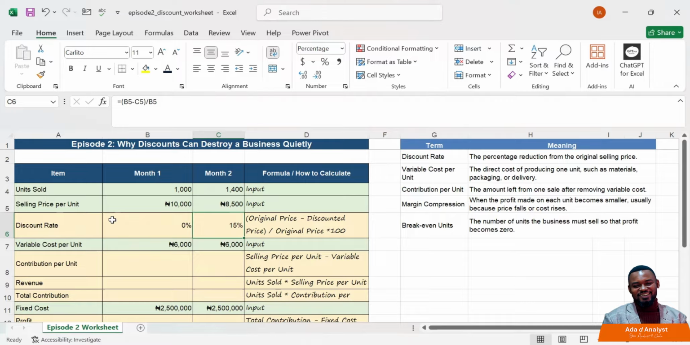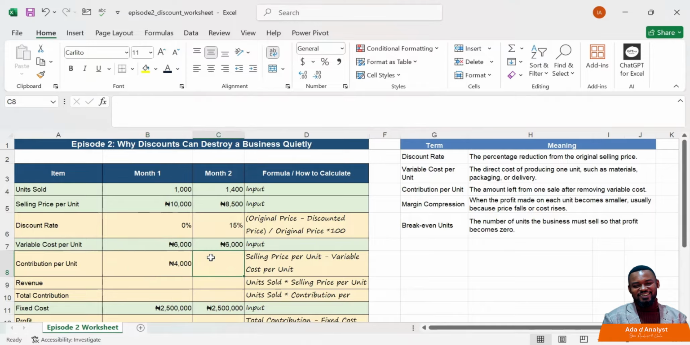So now let us determine our contribution per unit. We already defined contribution per unit as the amount left from one sale after removing variable cost. So it's simply selling price per unit minus variable cost per unit. Our selling price per unit in this month was 10,000 minus our variable cost per unit in this month, which was 6,000. So we have 4,000 as the contribution per unit for that product in month 1.